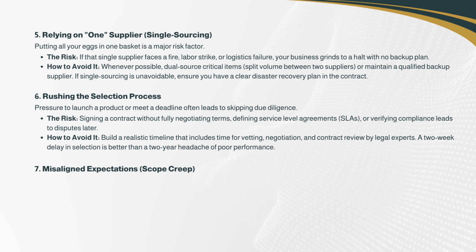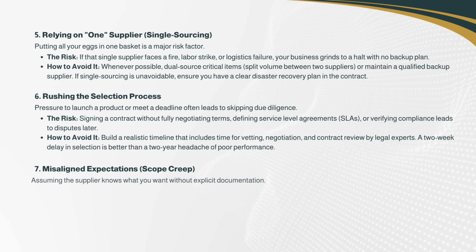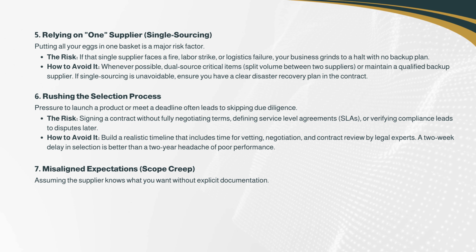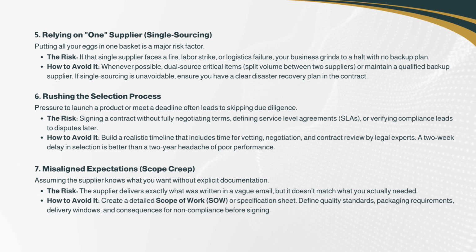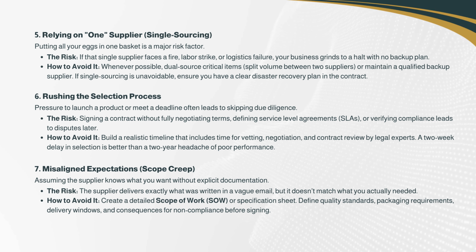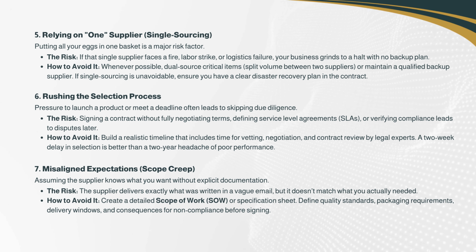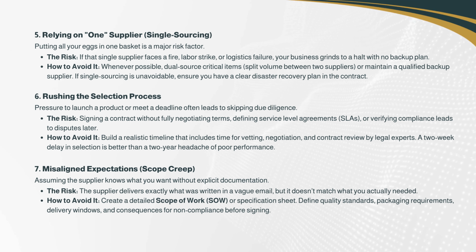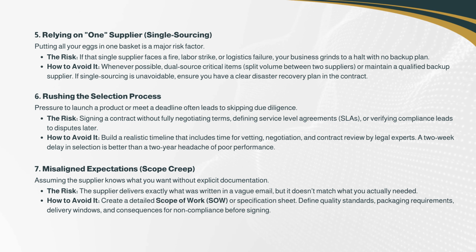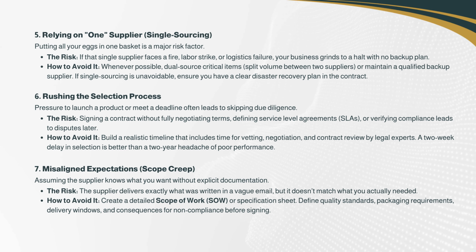7. Misaligned expectations, scope creep. Assuming the supplier knows what you want without explicit documentation. The risk: the supplier delivers exactly what was written in a vague email, but it doesn't match what you actually needed. How to avoid it? Create a detailed scope of work, or specification sheet. Define quality standards, packaging requirements, delivery windows, and consequences for non-compliance before signing.